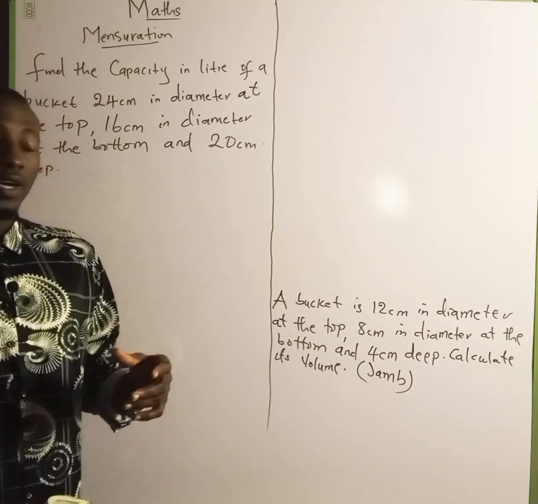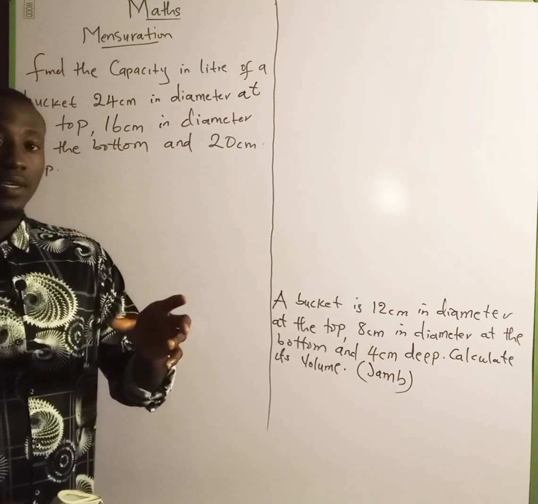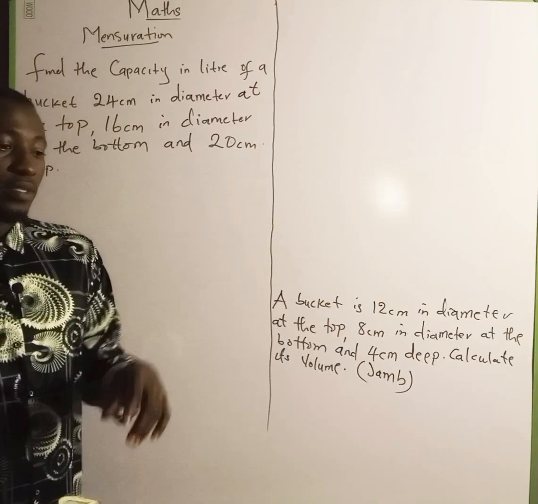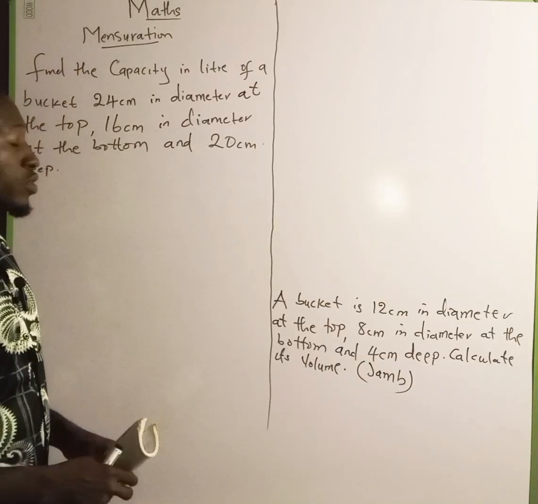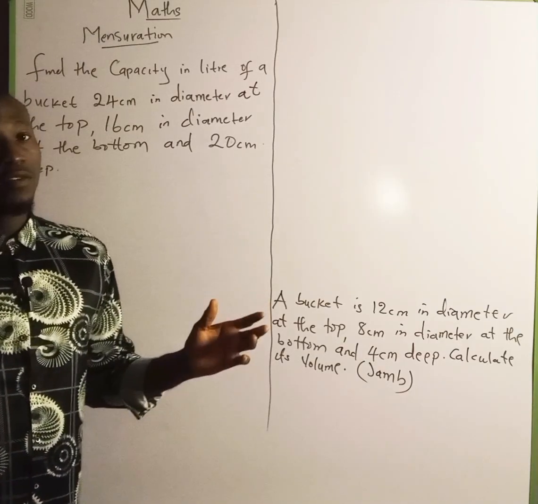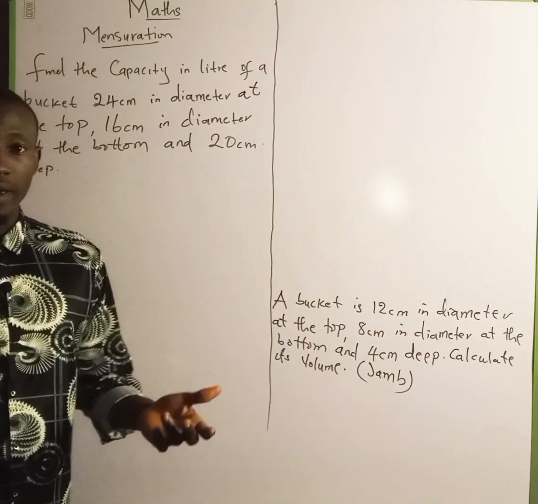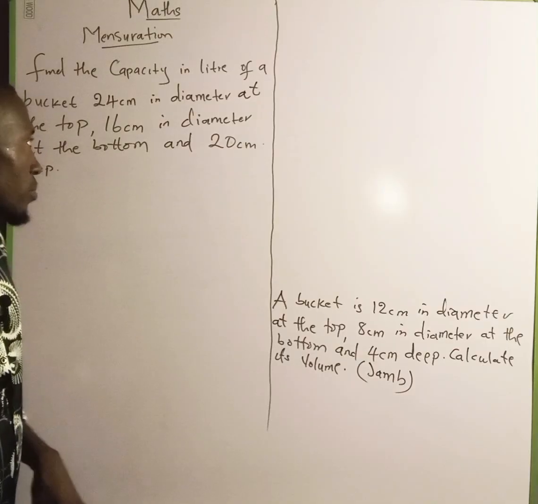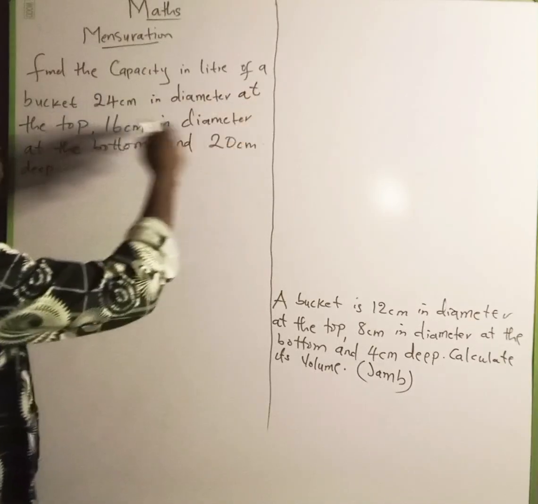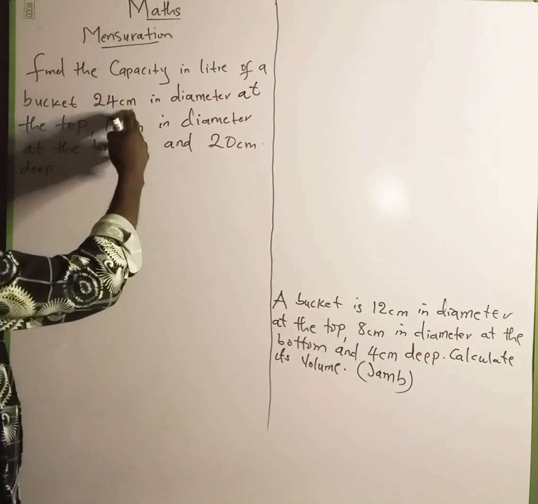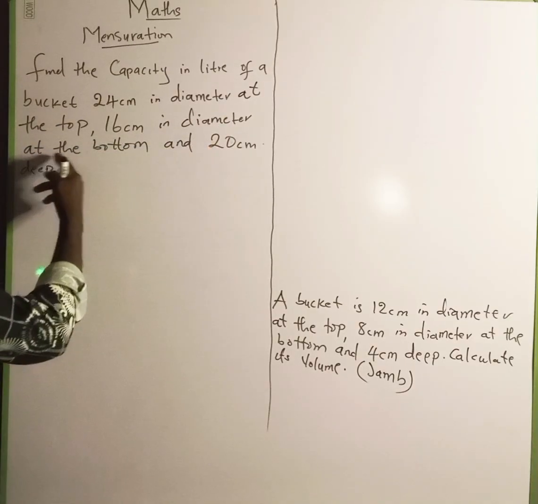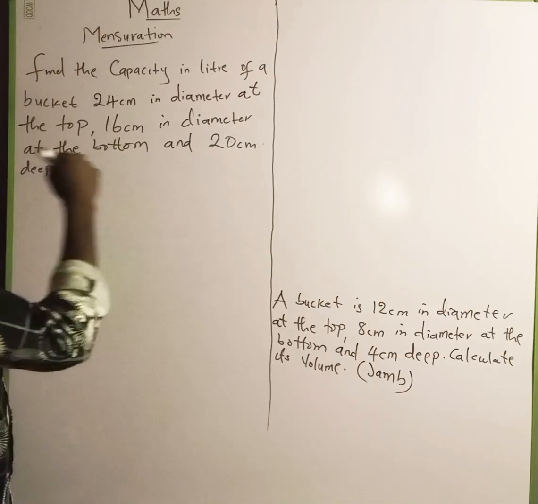So when you see your bucket, how to calculate the volume of the liquid in your bucket. All right, so how to calculate the volume of your bucket. So look at this question. This is the kind of question you see in WAEC almost every year, and also in JAM. Find the capacity in liter of a bucket, 24 cm in diameter at the top, 16 cm in diameter at the bottom, and 20 cm deep.